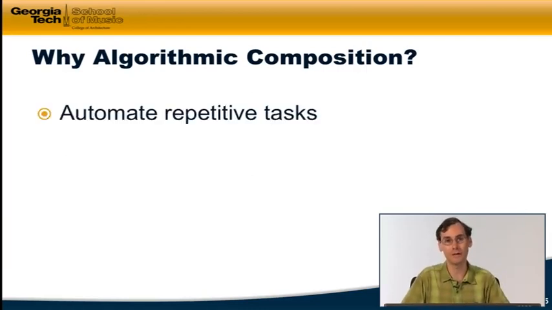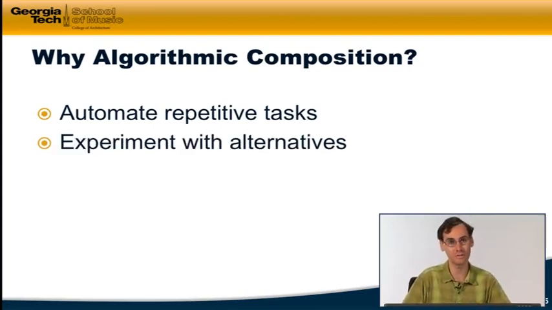One is to automate repetitive tasks. The same reason that we might create a macro in a spreadsheet or something like that, we see that there's something that we're doing over and over and over again that's incredibly tedious to do by hand. So if we can code this in an algorithm on the computer, then we can take some of that busy work out of our hands, and we can let the computer take care of those details for us and that repetition.